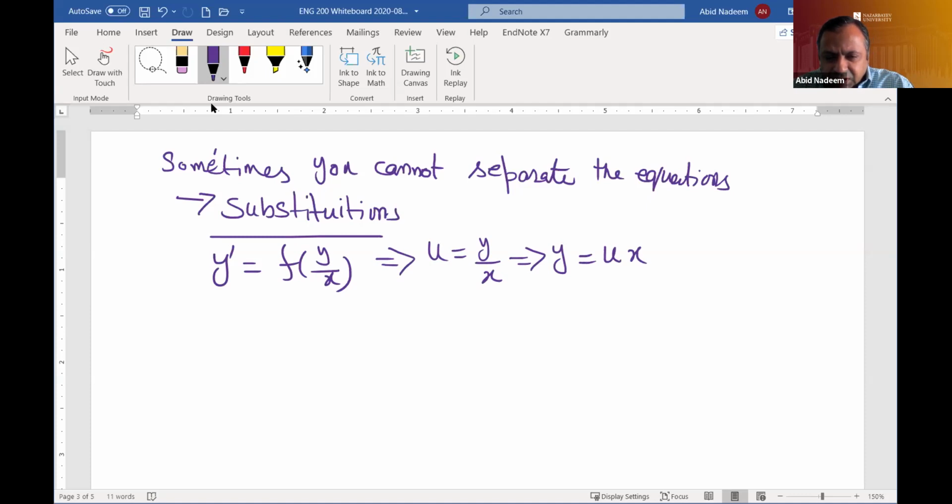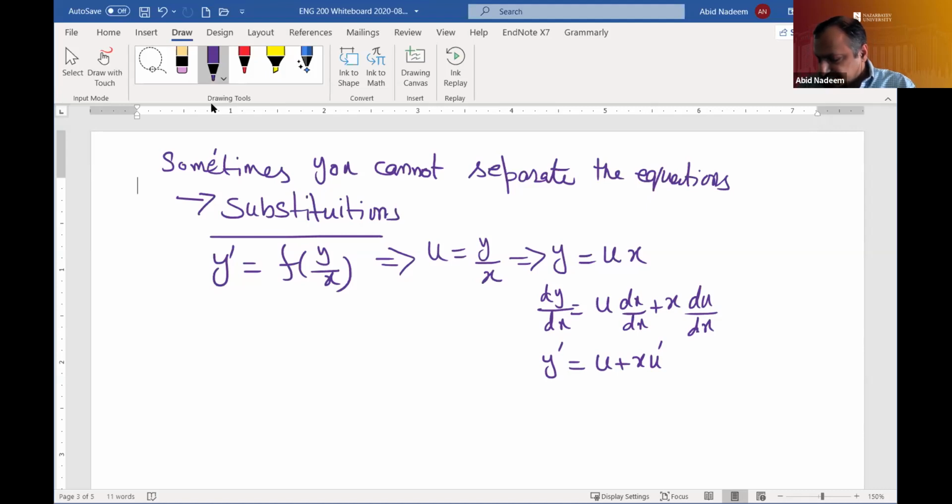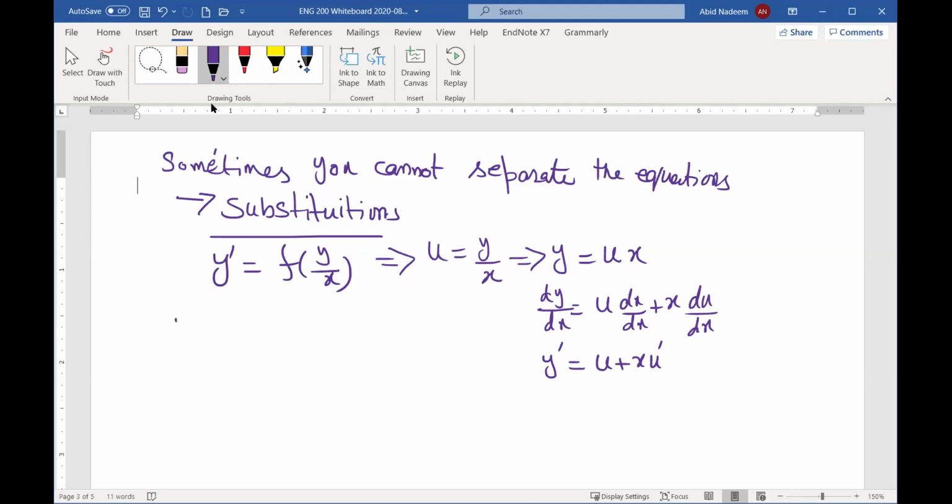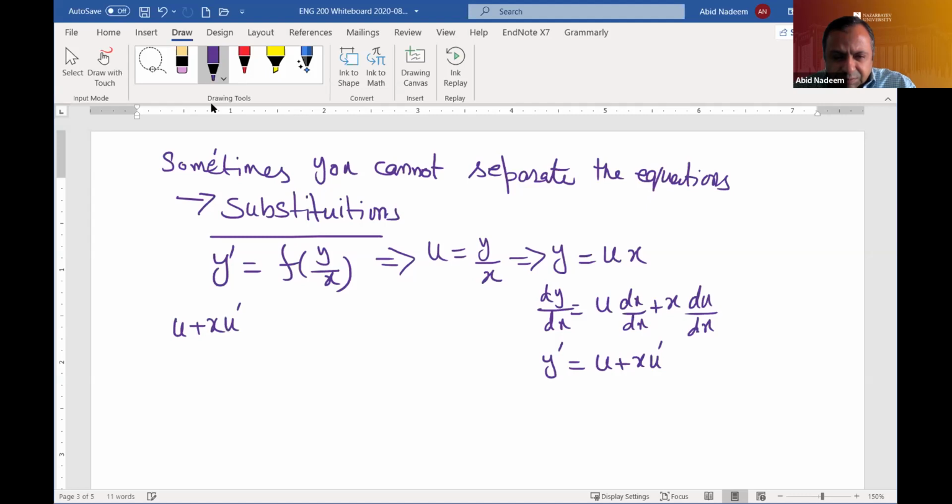So in this case, dy over dx, that is y prime, will be equal to u times dx over dx plus x times du over dx. Here dx over dx is 1, and plus x into u prime. So you will get this equation: y prime is equal to u prime x plus u. Okay, so if you input this term over here, u plus x u prime is equal to f of y over x, which is f of u.